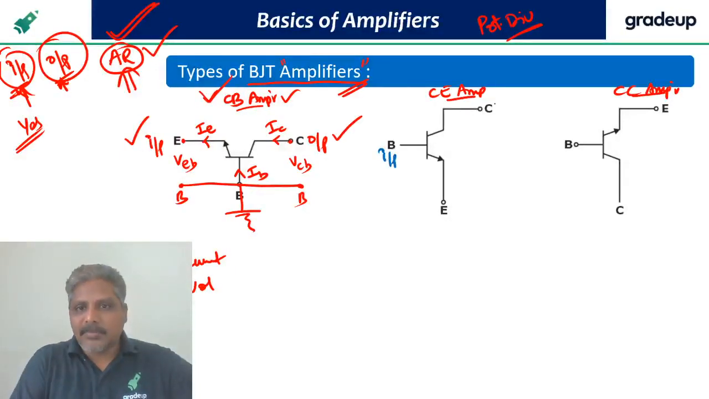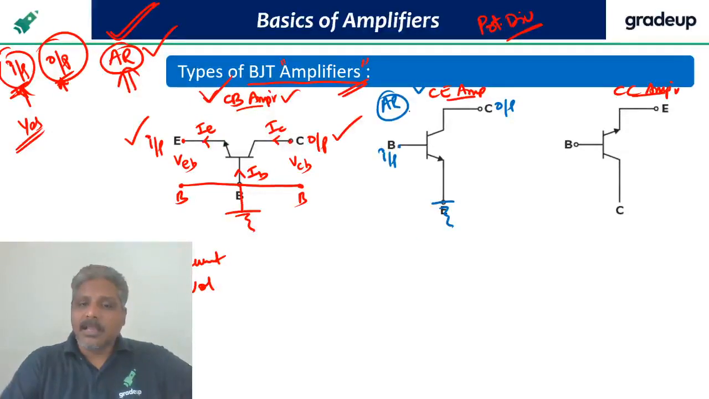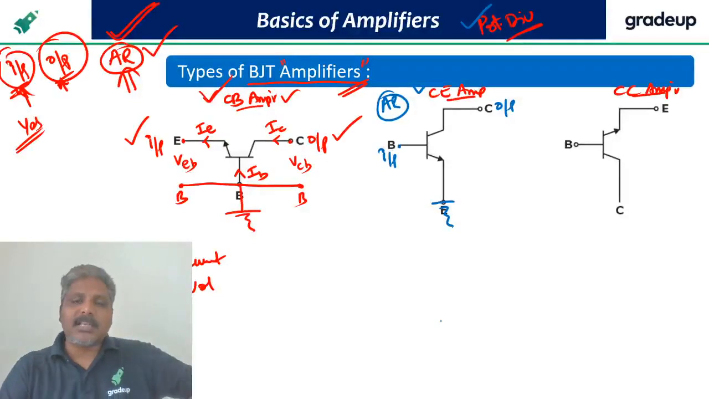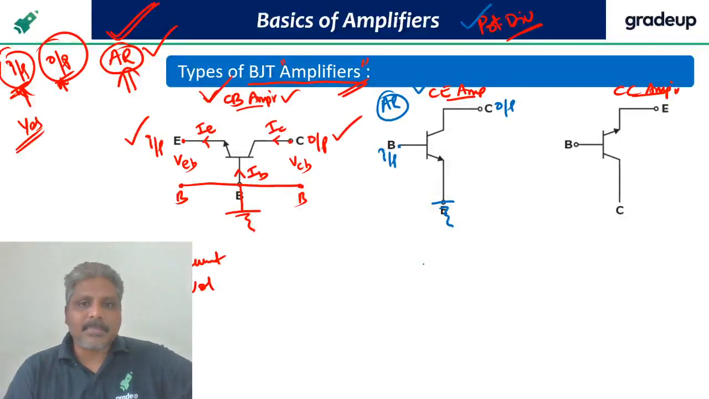In exactly the same way, if I apply the input here at the base and I take the output here at the collector and I connect this emitter to ground, this is called common emitter. Here also remember the transistor must be in active region. We have already discussed how to put the transistor in active region, that's why I am not discussing it separately.